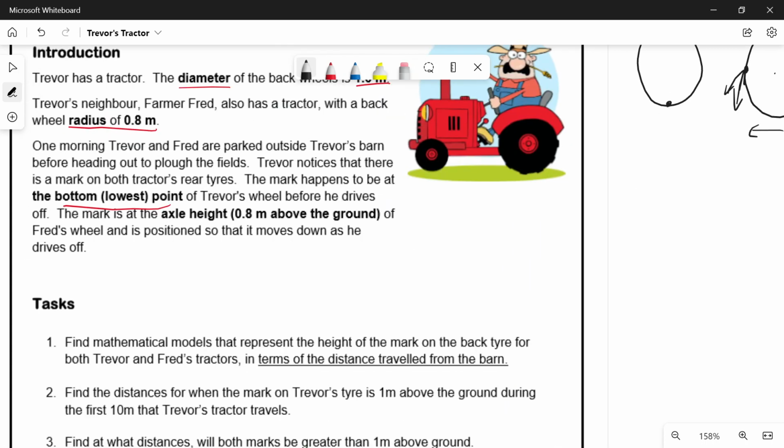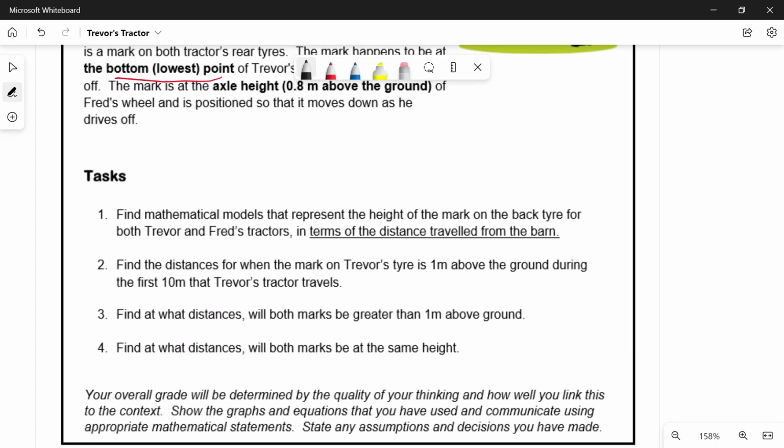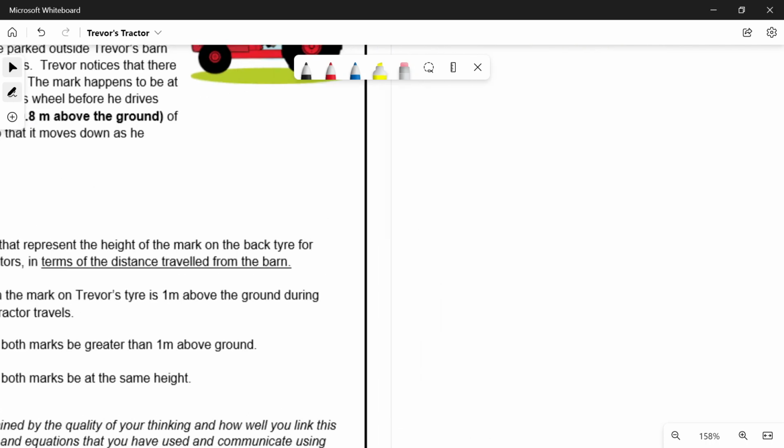Okay, so let's see what we need to do. Find models that represent the height of the mark on the back tyre for both Fred and Trevor's in terms of the distance travelled. Then there's some problems to solve. Let's look at this then.